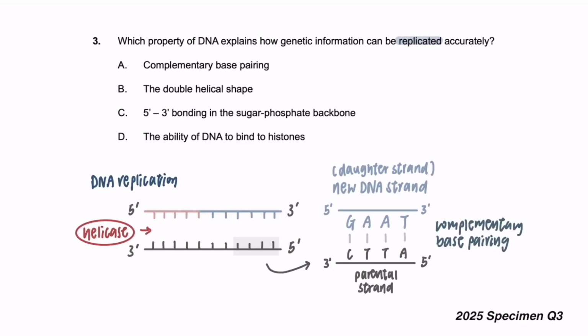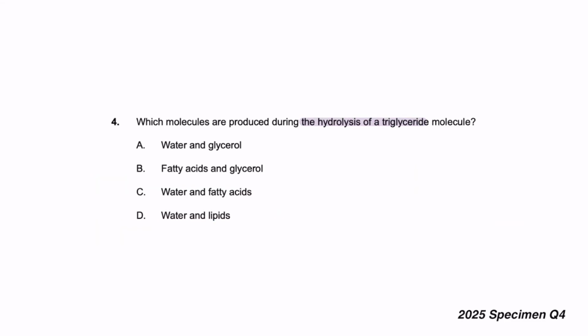DNA is replicated semiconservatively. Each parental strand is a template to produce a daughter strand by complementary base pairing. The hydrolysis of a triglyceride means to break down the fat molecule into 3 fatty acids and glycerol. Water is produced in condensation.